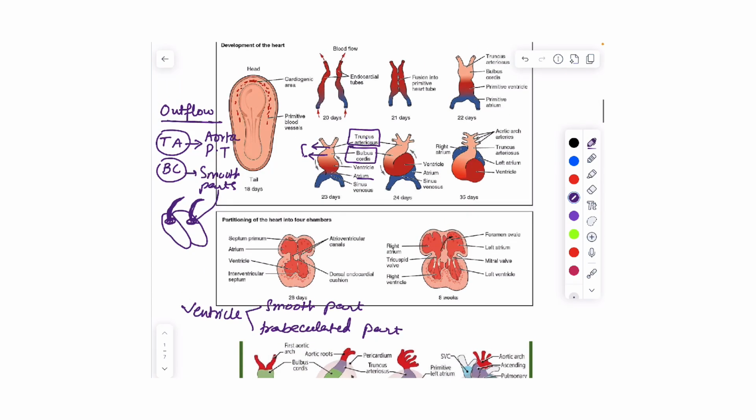Now the ventricle smooth part has been formed by the bulbus cordis, and the trabeculated part is going to be developed from the primitive ventricle, right? As we have seen here, the primitive ventricle and the bulbus cordis, these structures are going to develop the ventricles. One is going to develop into the smooth part, and the other one is going to develop into the trabeculated part, right? Also, we have seen the development of aorta and pulmonary trunk.